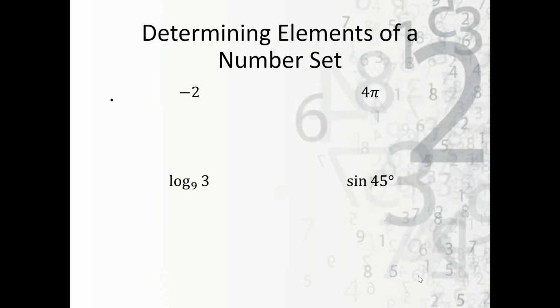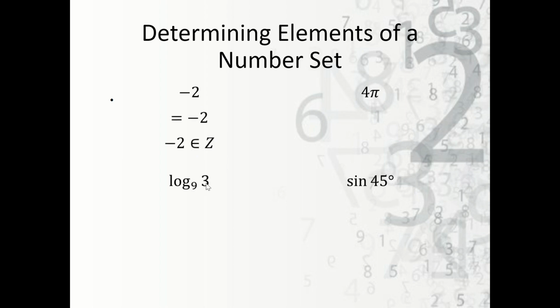Now, determining the elements of a number set. So we're going to be given things like -2, and we have to decide what number set they belong in. Well, we know that -2 belongs in the integers because it's a negative value. So this would be in Z, or the integers.